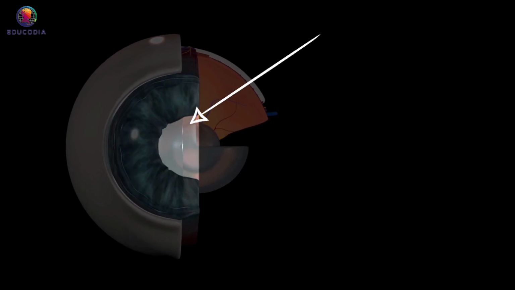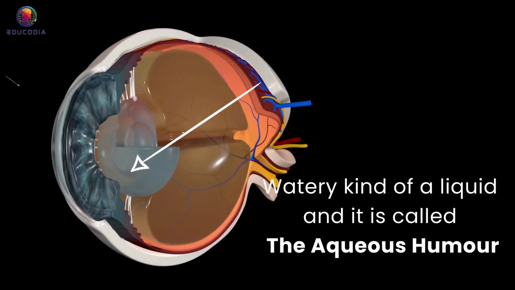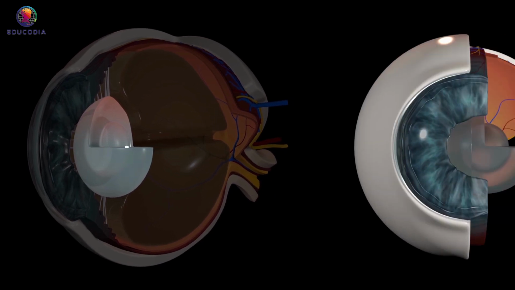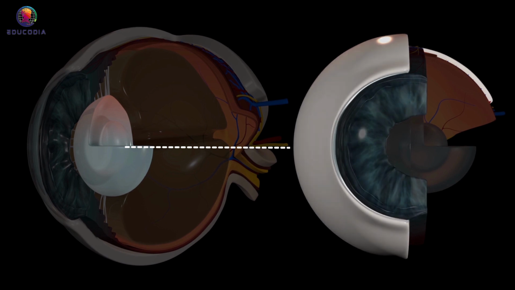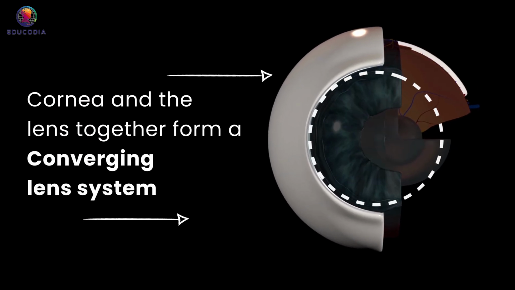And the space between the cornea and the lens is filled with a watery kind of liquid, and it is called the aqueous humor. It's called aqueous because it's watery. If you look at this carefully you can now see that this cornea along with the aqueous humor, and the lens, they're all convex shaped. So the cornea and the lens together form a converging lens system.